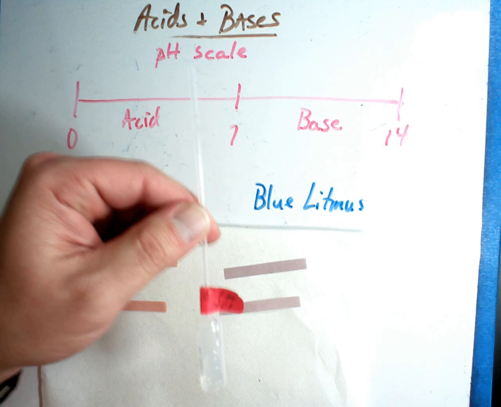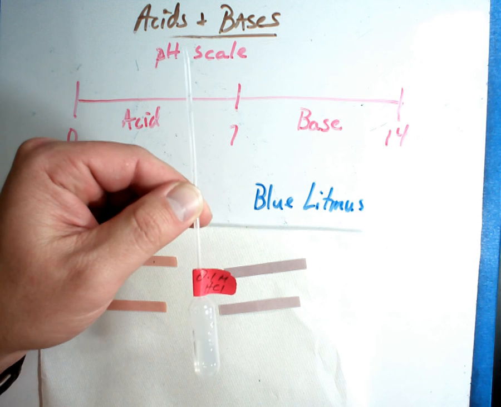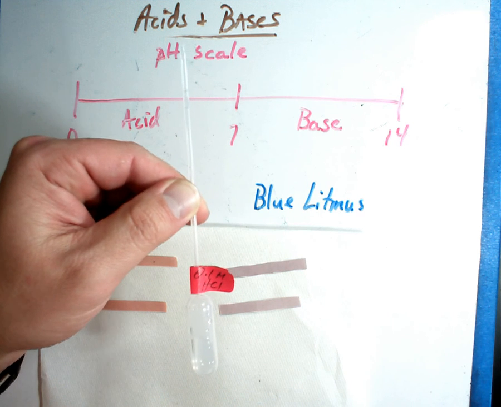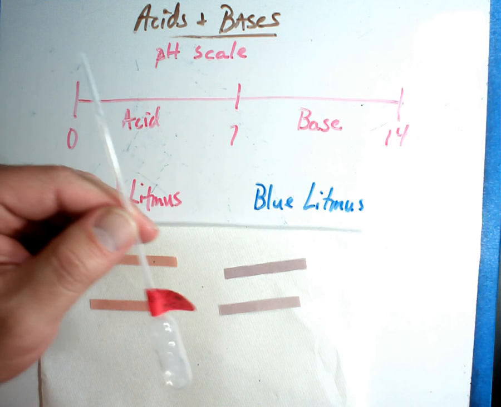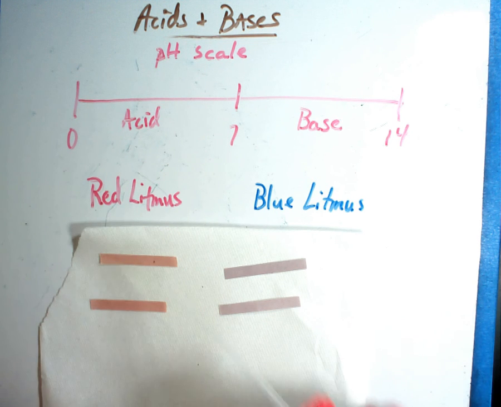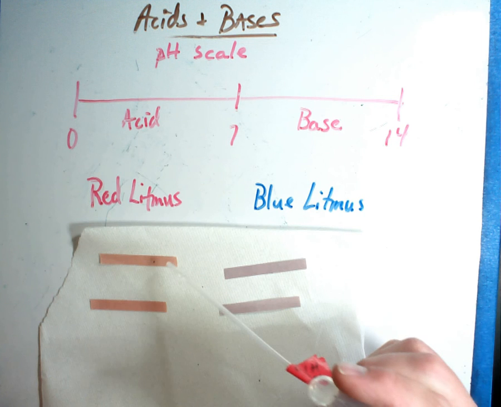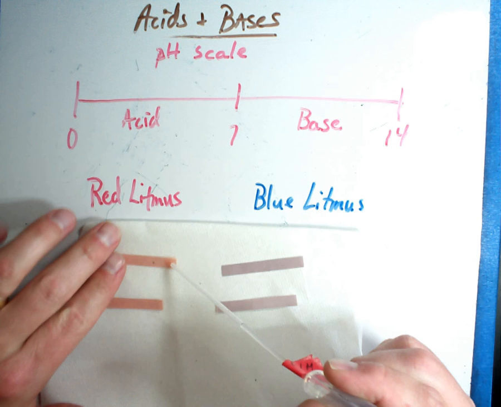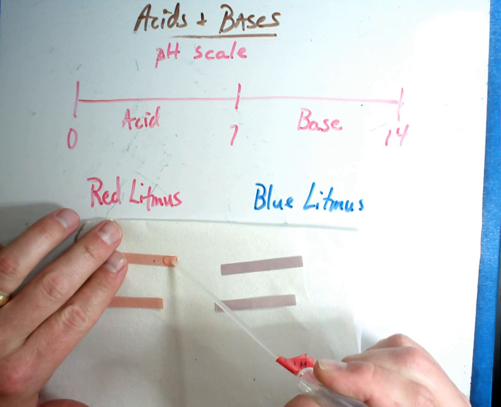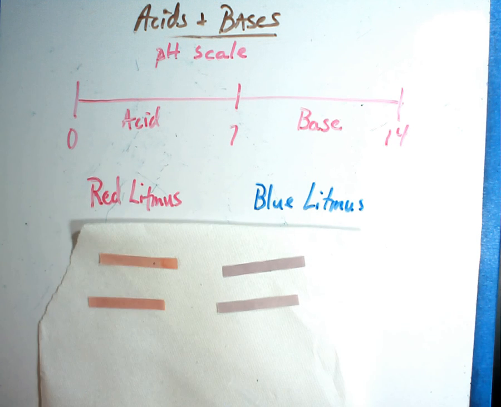Now, I have a little dropper here, and it has a little red tag on it. You'll notice it says HCl, so it's acid. I already know this one's an acid, so I want to show you what it does. Okay? Now, I've already given you the results, but I want to show you. If I take an acid and put it on red litmus, do you see a color change? No, it just sort of gets wet.